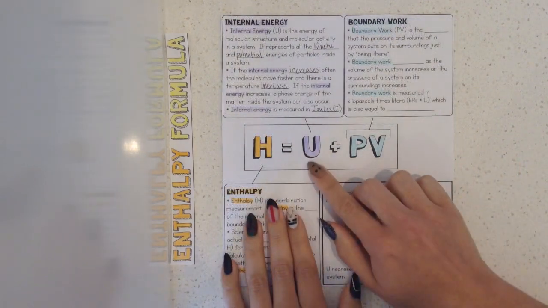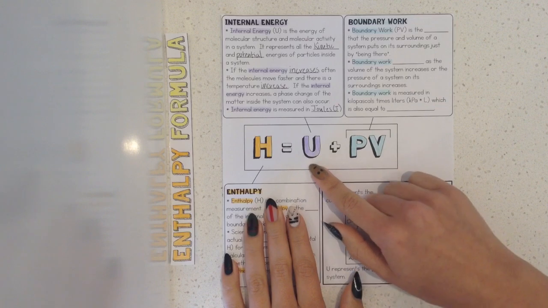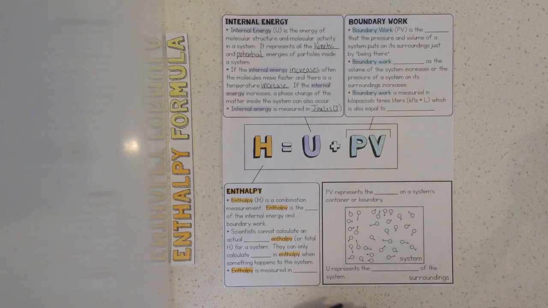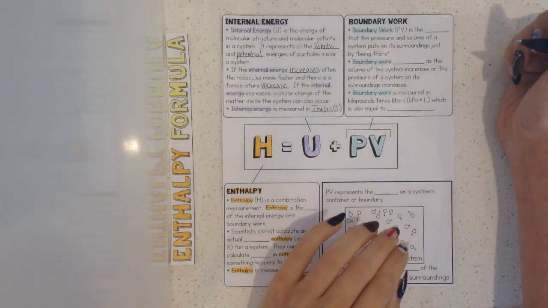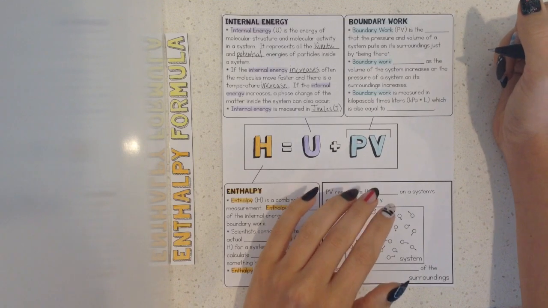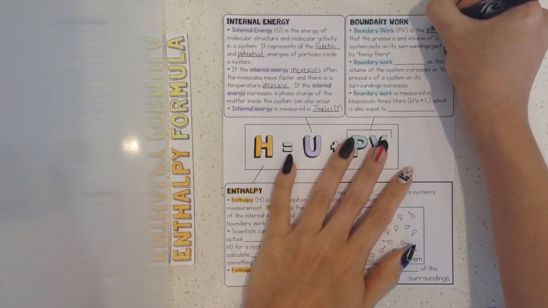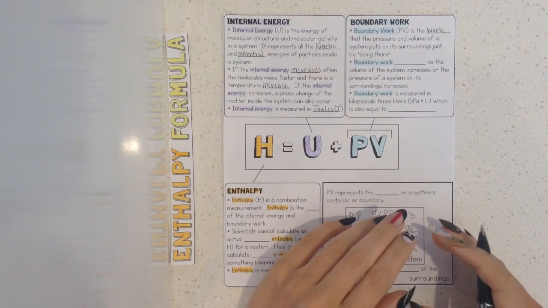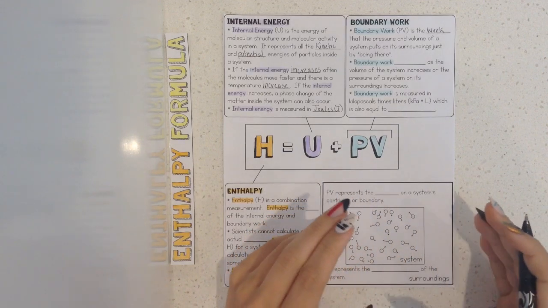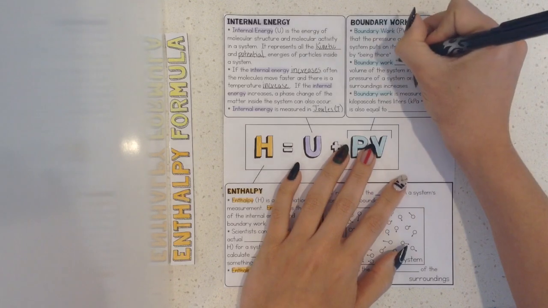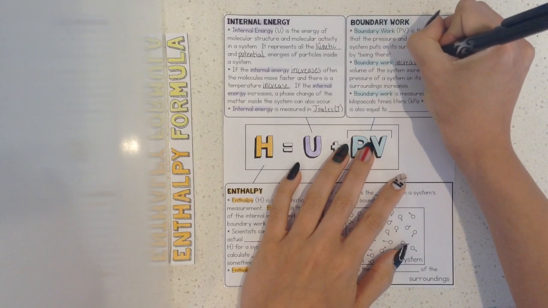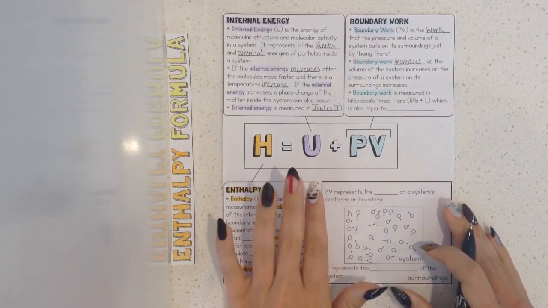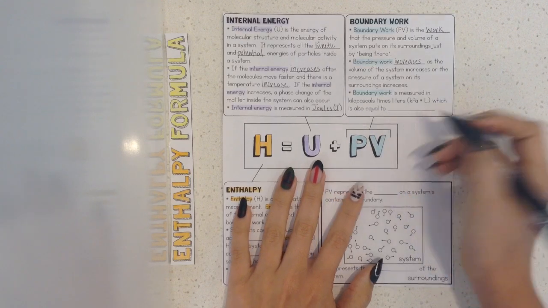So that's our internal energy piece of enthalpy. The rest comes from PV, boundary work. Boundary work is the work that the pressure and volume of a system puts on its surroundings just by being there. Boundary work increases as the volume of the system increases, or as the pressure of a system on its surroundings increases. Boundary work is measured in kilopascals times liters, which is also equal to joules.